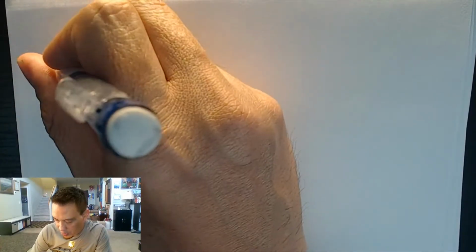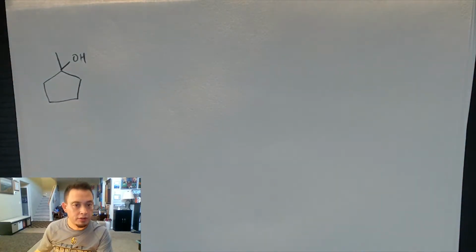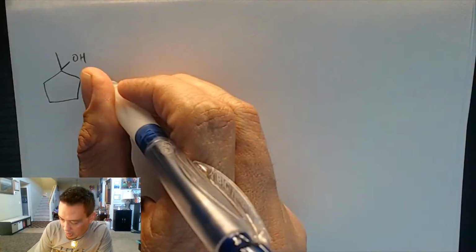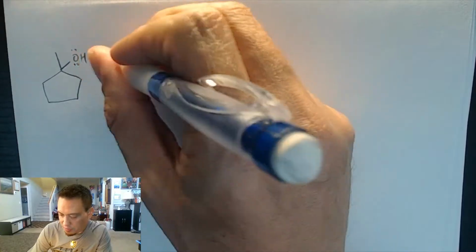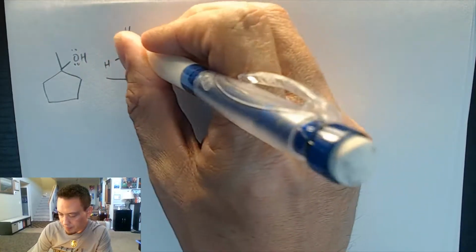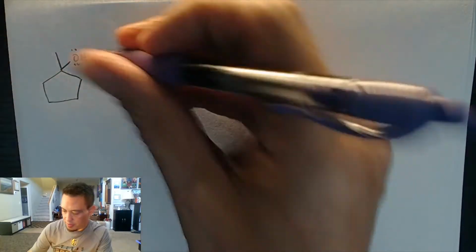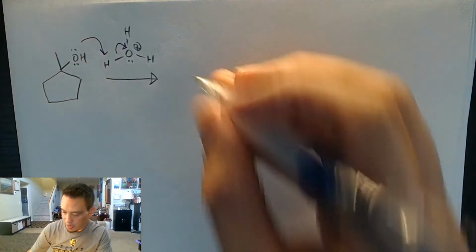So I believe the OH was here. Let me just double check. Yep. No rearrangements in this one. No rearrangements at all. So here, if the H2SO4 reacts with water, you'll generate hydronium. Like that. And then first step, protonation, makes it a better leaving group.